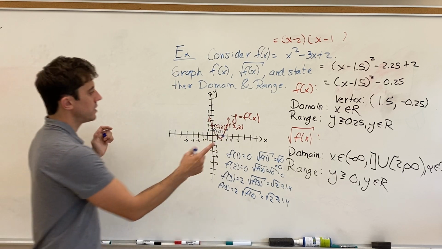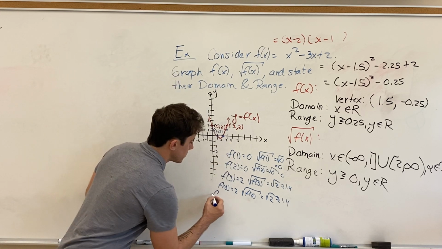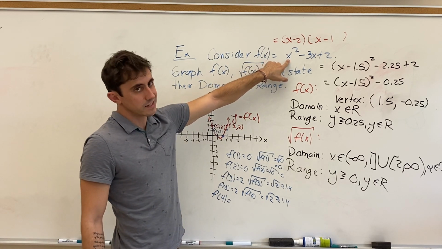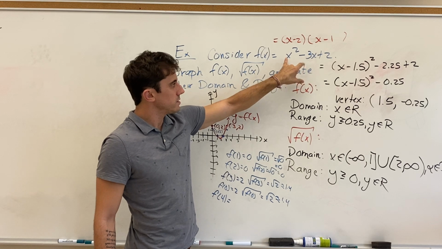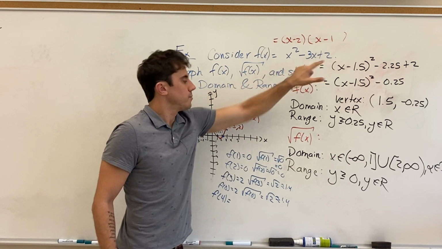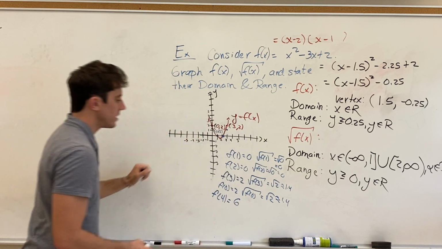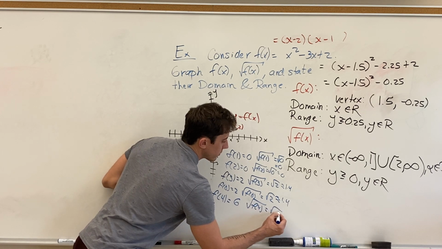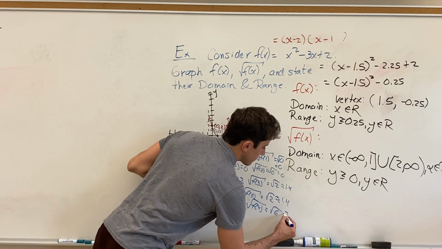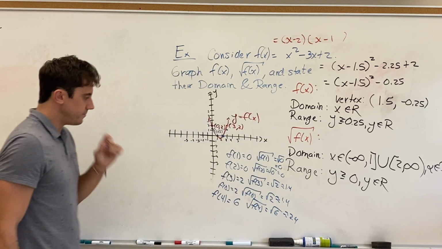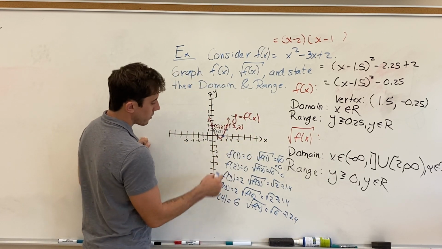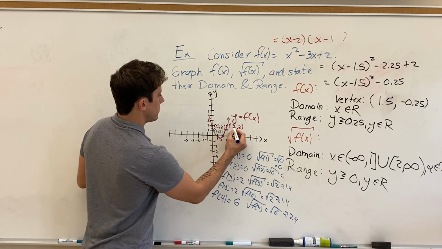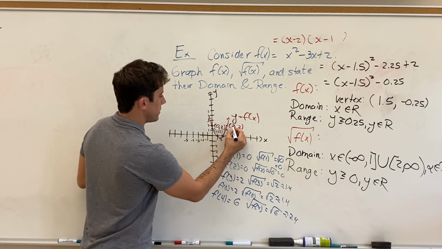And now let's say we want one more. Let's do f of 4. We can just plug in 4 for x. f of 4 is going to be 4 squared, 16, minus 3 times 4. 16 minus 12 is 4, plus 2 is 6. So if f of 4 is 6, then the square root of f of 4 is equal to the square root of 6, which is roughly 2.4, I believe.